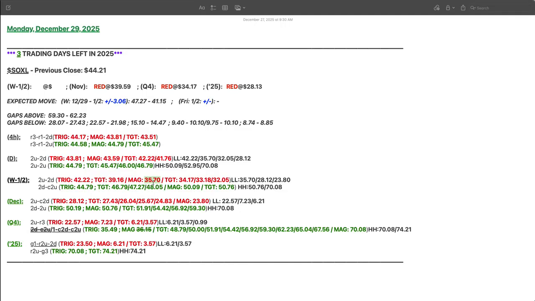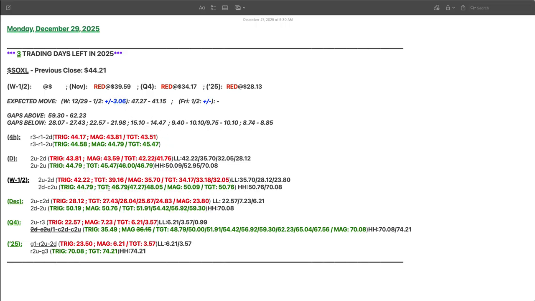If we reach 35.70, then we've got some extended targets listed out here as well. Now, if we go to the upside, we would have a two down combo, two up continuation, triggering at 44.79. Magnitude is 50.09. But again, even though we're in an uptrend, that's a pretty large move. That's a $6 move, and market makers are only expecting $3.